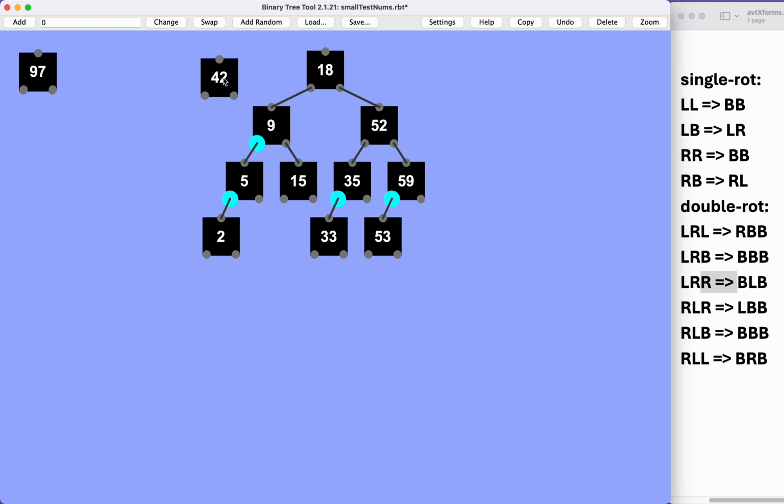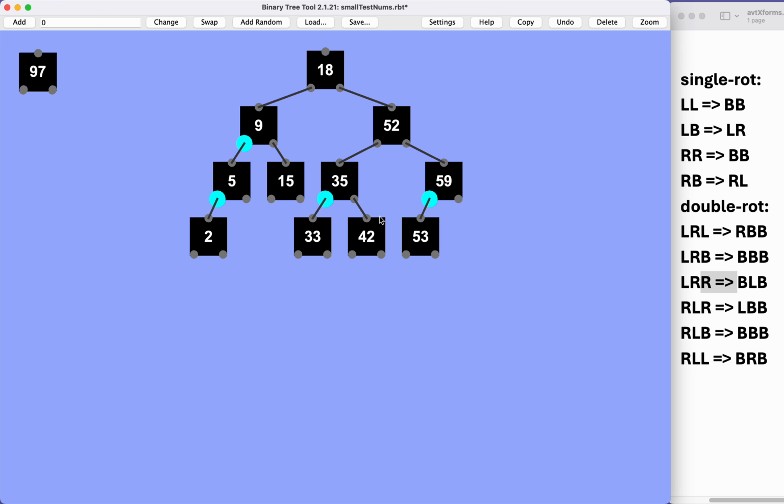Now let's try the 42. It is going to insert into the 35's right child. So 35 sees growth on that side, therefore I adjust the balance factor so now it's balanced. Insert 97, that goes way over to the right here. Again, that 59 sees growth on its right side, so it goes from left to being balanced.